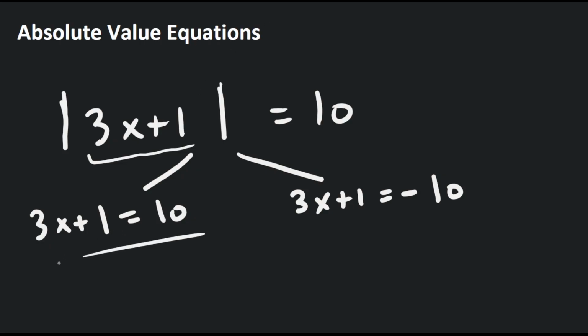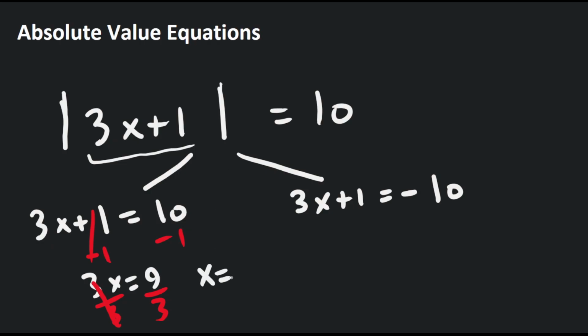So let's go ahead and solve the equation on the left first. Let's subtract 1 from both sides. And we have 3x equals 10 minus 1, which is 9. And then we'll go ahead and divide both sides by 3. And x equals 9 over 3, which is 3. So we have one solution there, x equals 3.